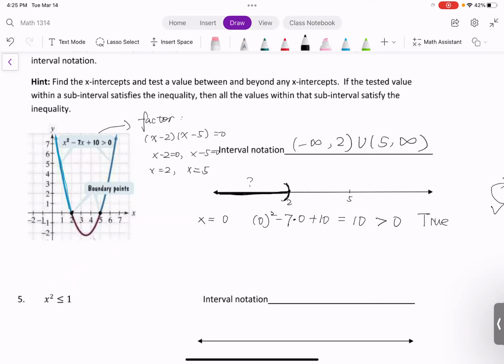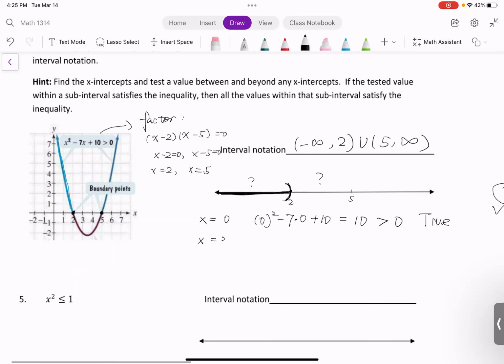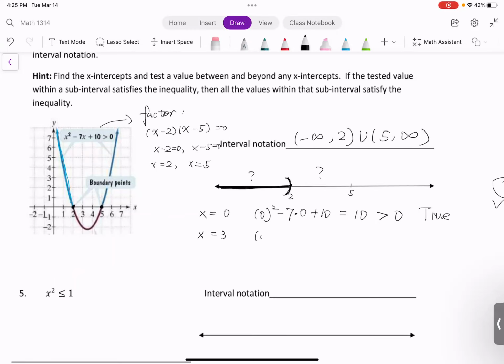And how about some number between 2 and 5? For example, x equals 3. 3 squared minus 7 times 3 plus 10. So 3 squared is 9. 9 minus 21 plus 10. What is that?